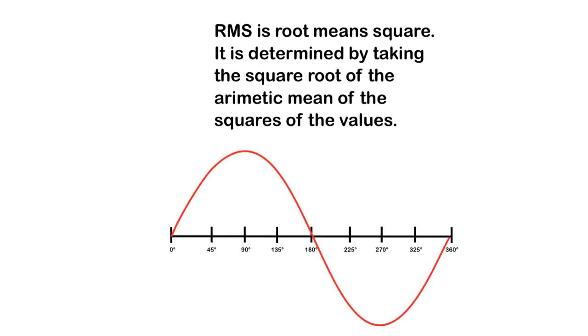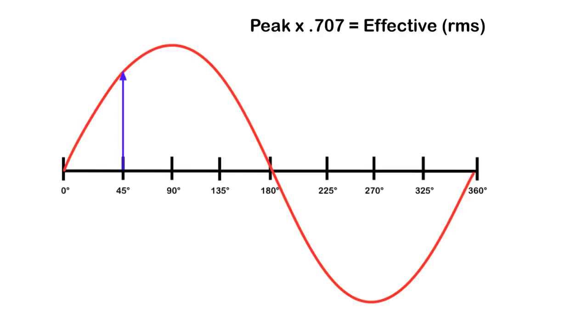As far as we're concerned, we don't need to know too much about that. But that's where the idea of RMS comes from, and if you want to know more about it, that's what Wikipedia is for. Now, as far as the calculation is concerned, instead of trying to figure out that RMS value, we can just use 0.707. So if we take peak times 0.707, that gives us our effective, or our RMS value.